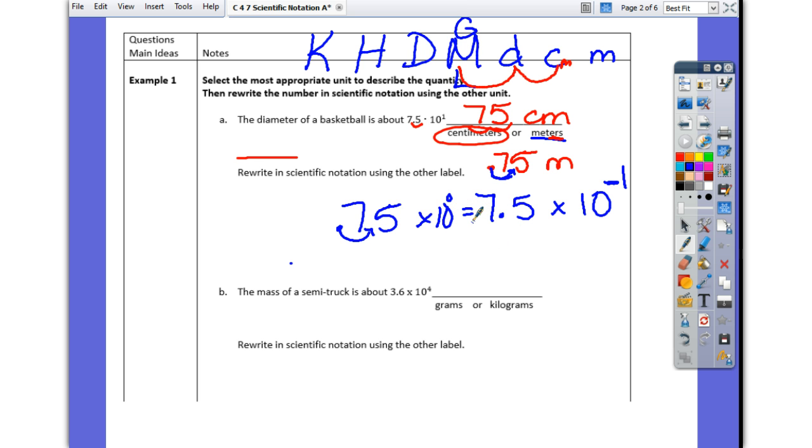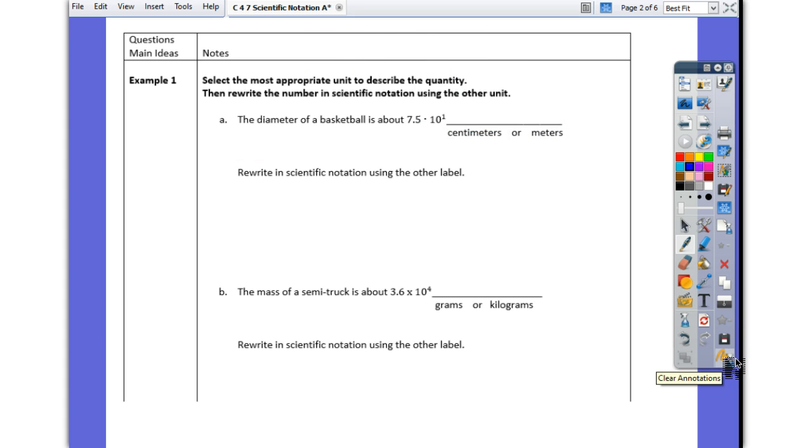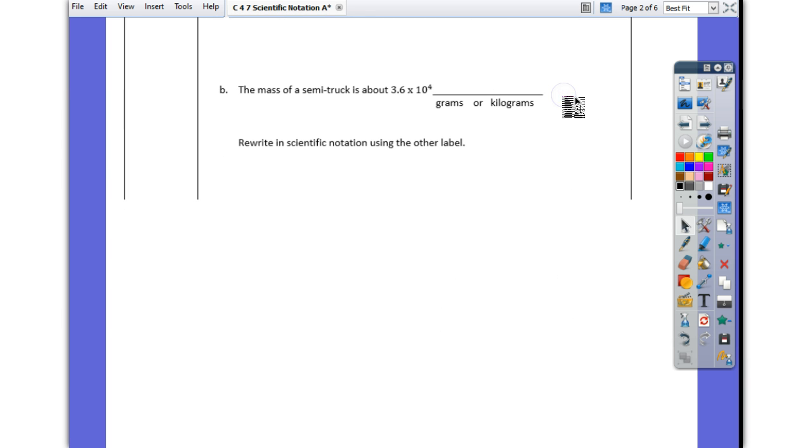All right, let's practice another one. Letter B. What do you think? Grams or kilograms? The mass of a semi-truck is about 3.6 times 10 to the 4th power. Kilograms. Right, we're not going to want to weigh that in paper clips, like grams. Rather do bags of sugar, the kilograms. So how many kilograms is this in standard form?